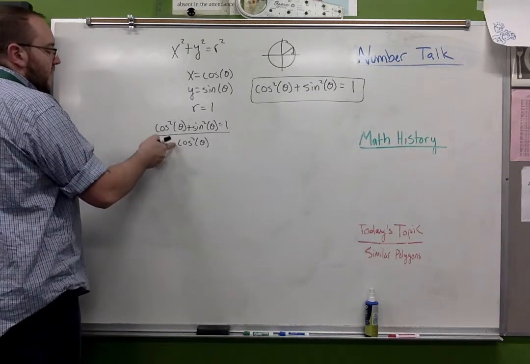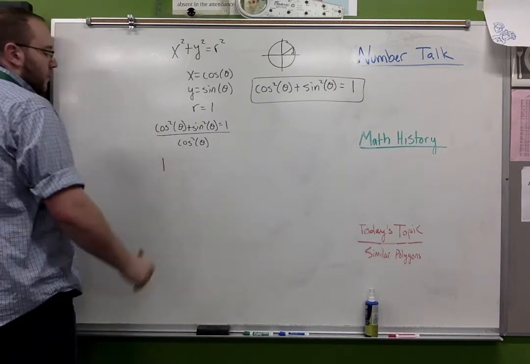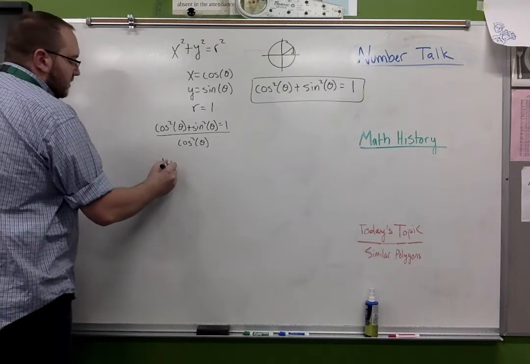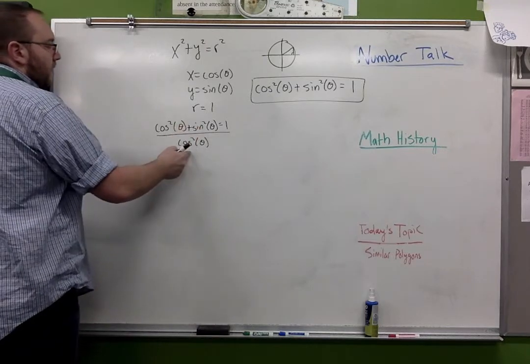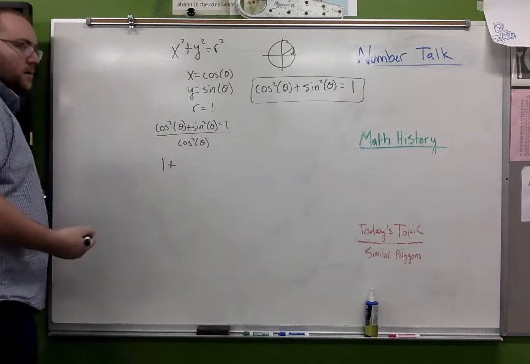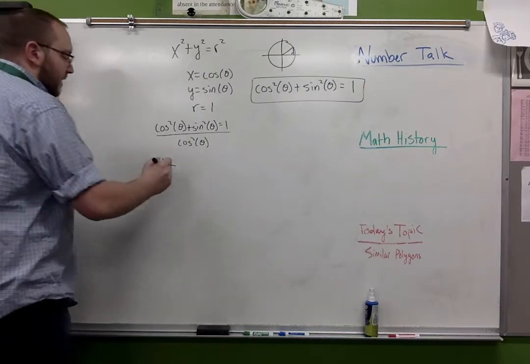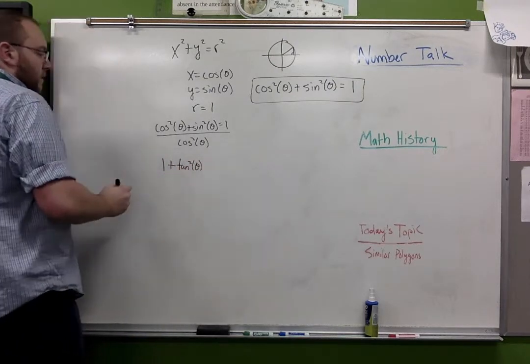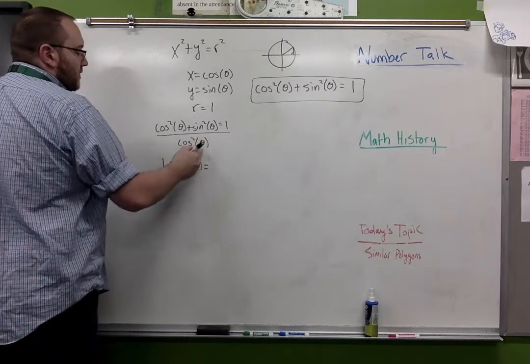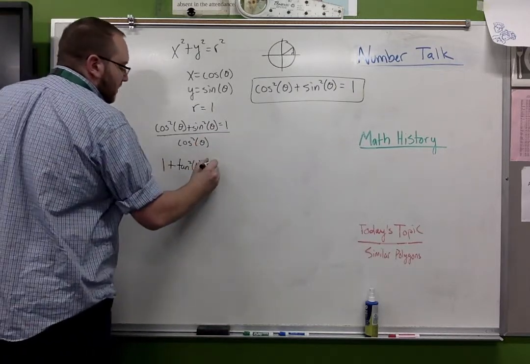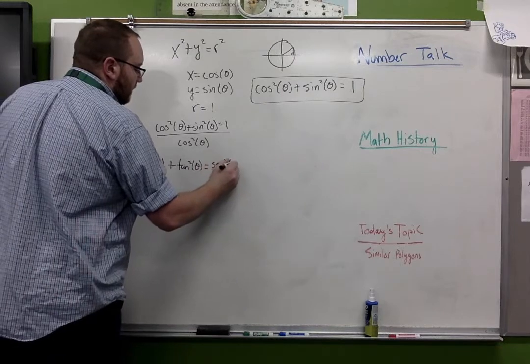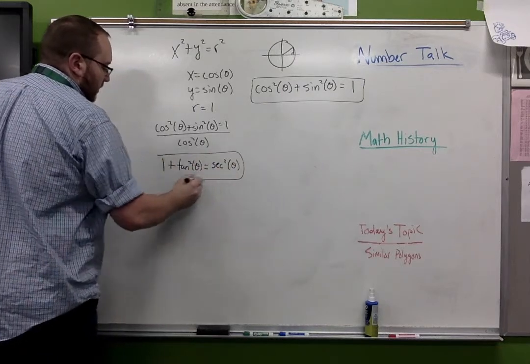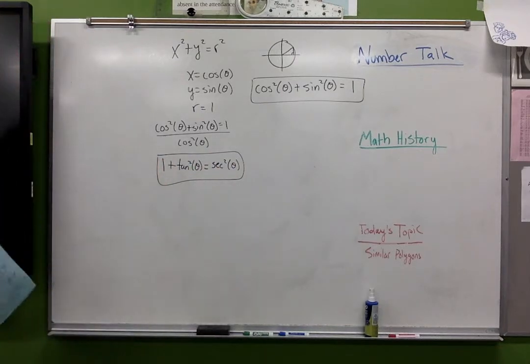Well, cosine divided by cosine is 1, right? Number divided by itself, plus sine over cosine. We have our quotient identity says it's tangent, so tangent squared of theta equals 1 over cosine. Reciprocal identity says that it's secant squared. Okay, that's the other Pythagorean identity.